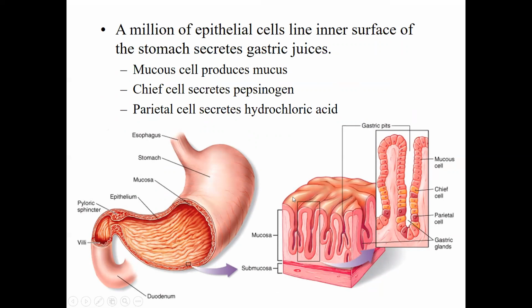So here, this one is the stomach. When you cut from this part and look at the stomach, you can see the stomach glands. This stomach gland has 3 types of cells. Mucous cells produce mucus. The mucus forms a protective layer to protect the stomach lining from being digested by the enzyme and the acid. Then the chief cells secrete pepsinogen, and the parietal cells secrete hydrochloric acid. So remember, mucous cells produce mucus, chief cells secrete pepsinogen, and parietal cells secrete hydrochloric acid.